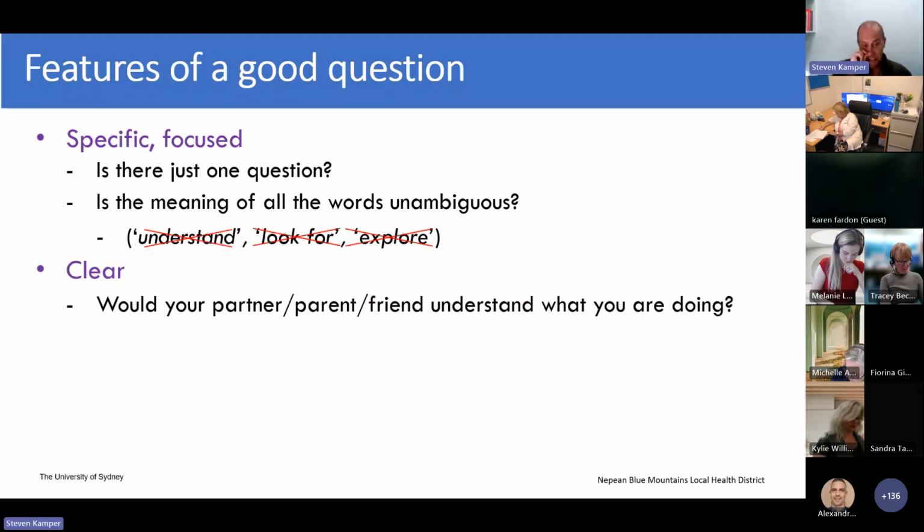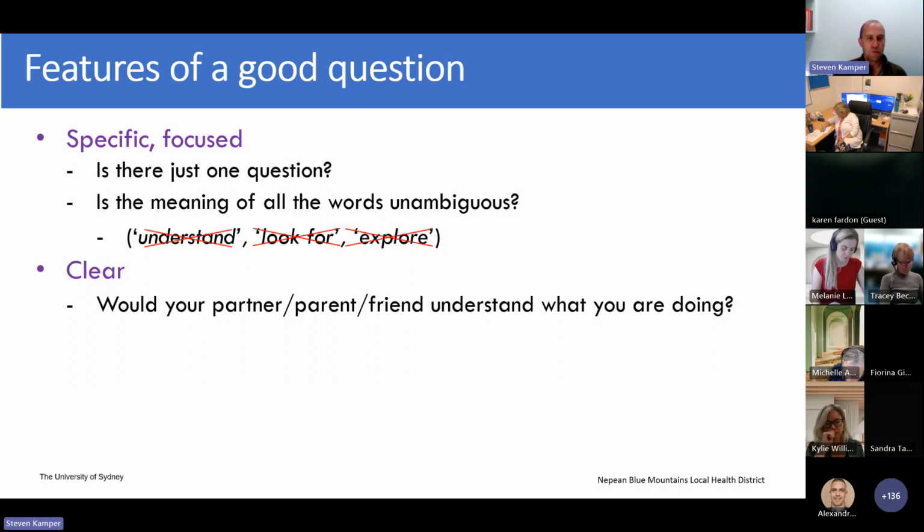It needs to be clear. And a nice little test for this is, would a person of moderate intelligence understand what you're trying to do? You should be able to pick out your question and put it in the palm of your hand and show it to someone and have them understand. If it's too complicated, your question is probably not clear.